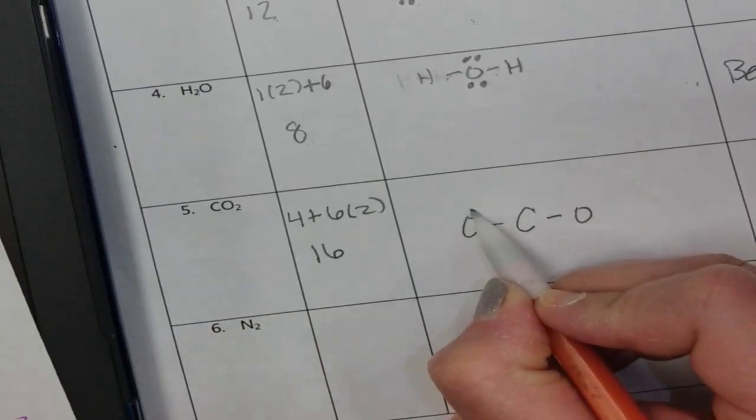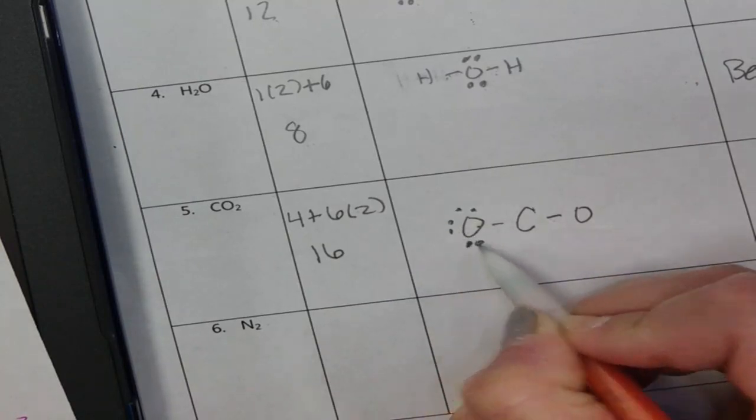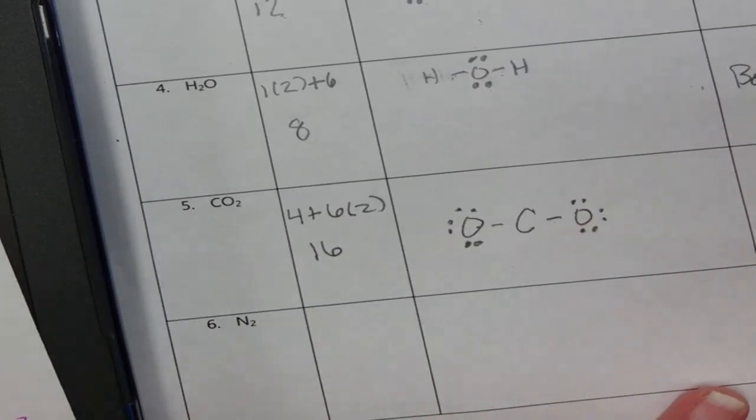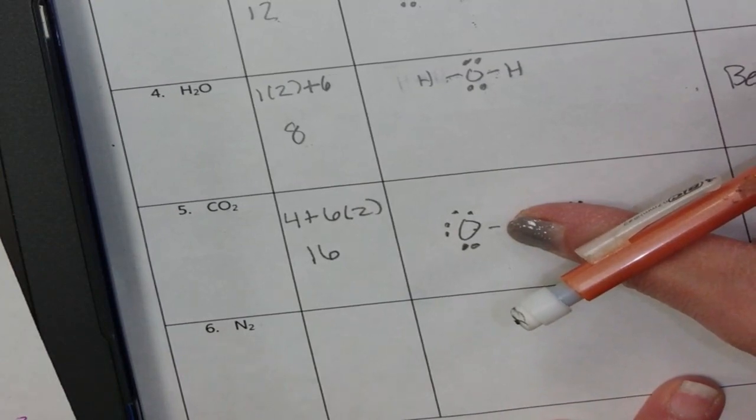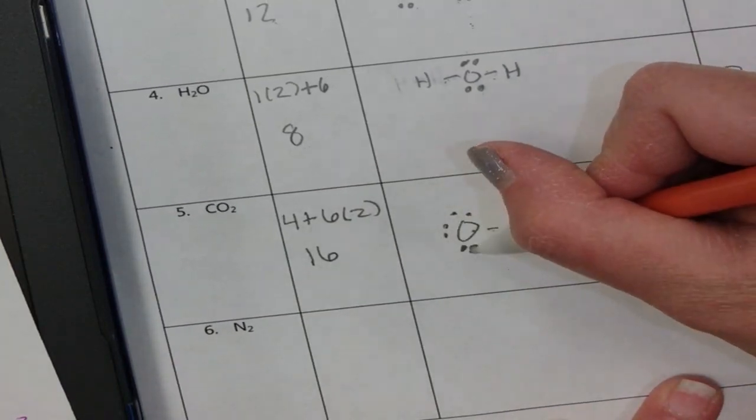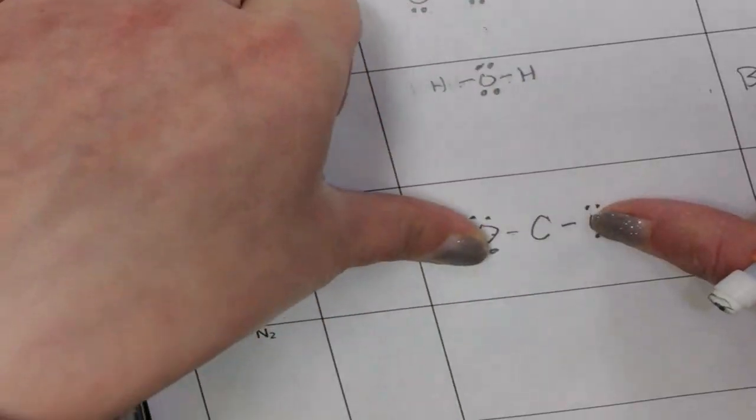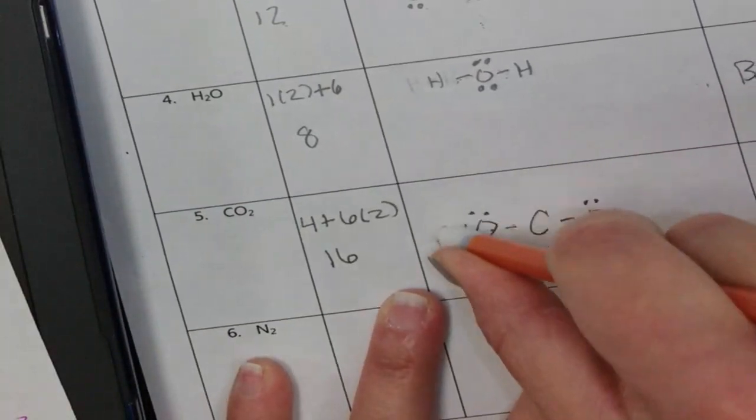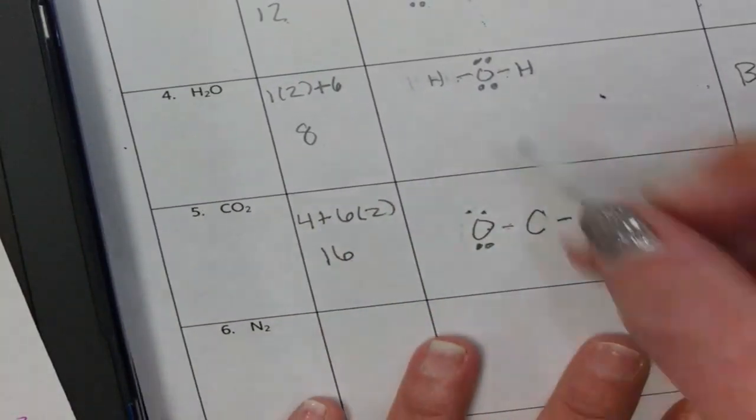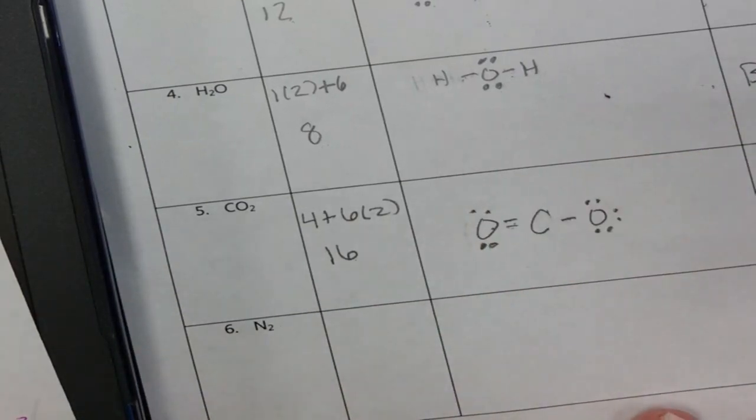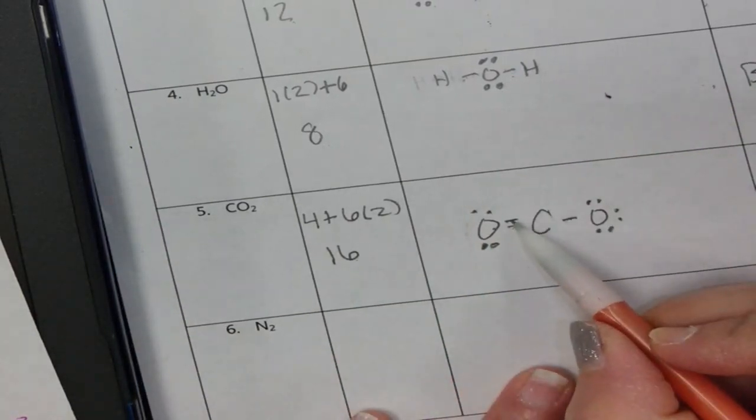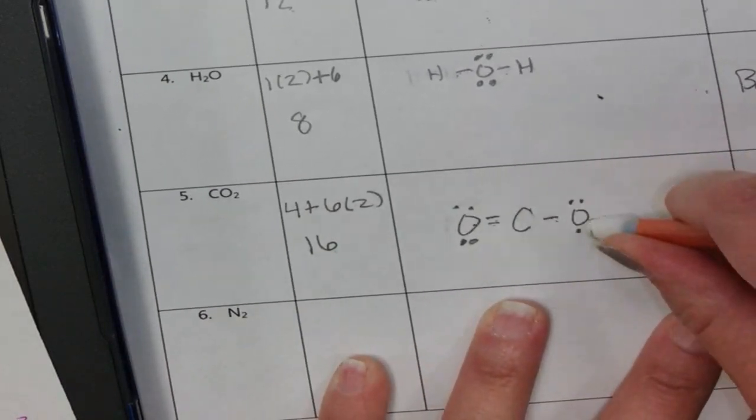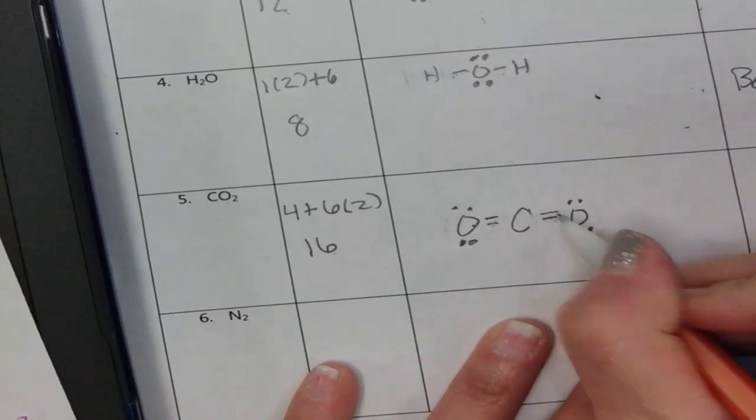All right, 2, 4, 6, 8, 10, 12, 14, 16. Let's check our octet rule. My oxygen has 8, 2, 4, 6, 8, but my carbon only has 4, 2, 4. So I have to erase a lone pair, and then I can make a double bond. My carbon now has 2, 4, 6. It needs 8. So what am I going to do? I'm going to erase a lone pair, and I'm going to make a double bond.